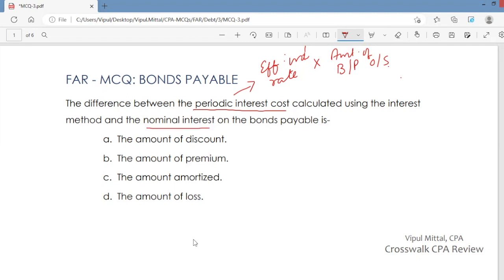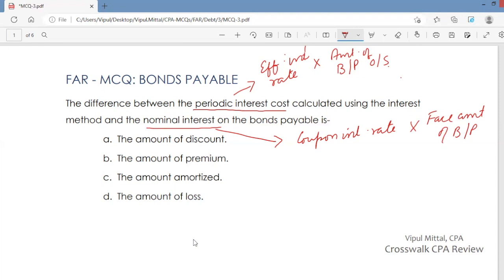And then you have nominal interest. This is the coupon interest rate, that is the interest rate stated on the bonds. This is the interest that the company pays to the bondholders. So coupon interest rate multiplied by face amount of bonds payable. So this nominal interest is the interest paid to the bondholders.